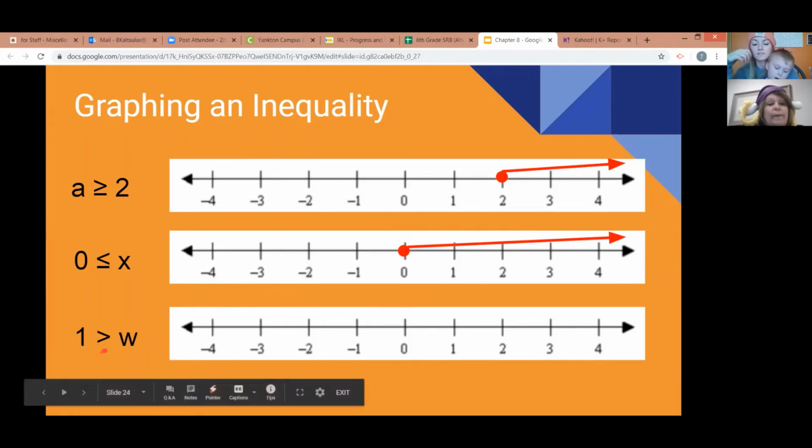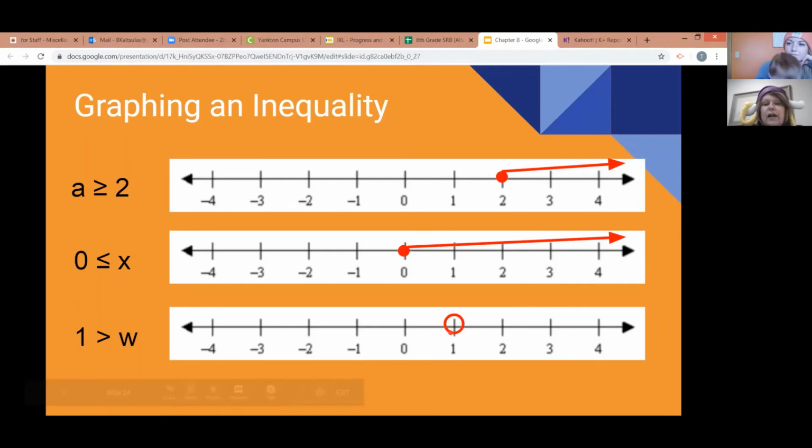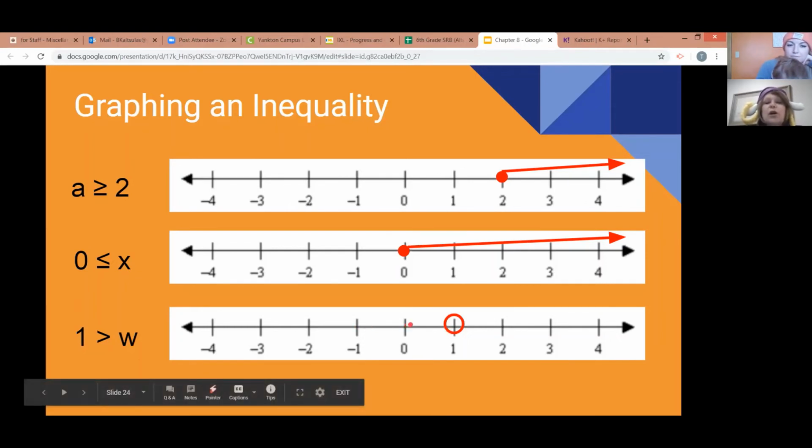Okay, one more. We have the number 1. We have a greater than sign with no equal sign there. So that means it's going to be an open circle on my number line. So I'm going to find 1 and put an open circle. And then all my W's are less than the 1. Less than. So they get smaller. So 0 is smaller and -1 is smaller. Remember, everything to the left on the number line gets smaller. So we're going to graph that inequality that way.